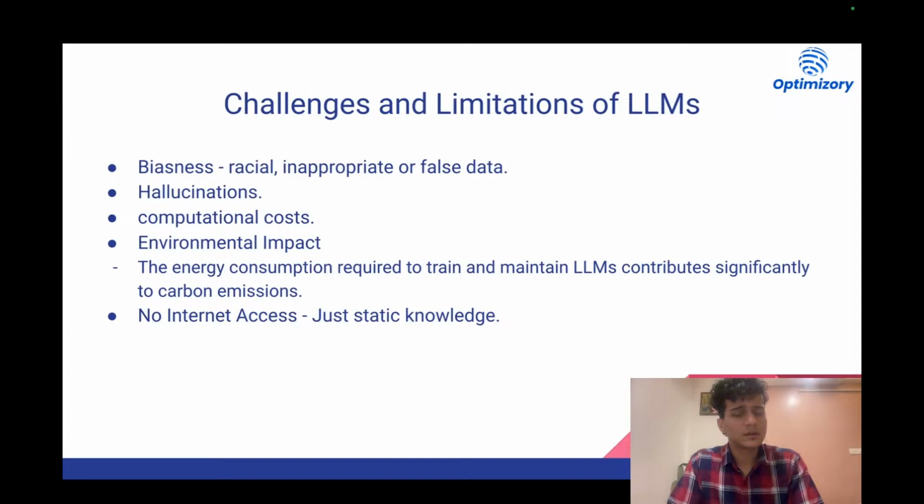And one more challenge is that it does not have internet access, which means the current form of LLM has no internet access. Anything which is happening in this world right now, our LLM does not know it because it needs to be trained on data. So it has static knowledge. To keep my LLM up to date, I have to keep updating it on new data. So this is one more challenge of LLMs. There are more challenges, but these challenges are the most critical in the current form of LLMs.